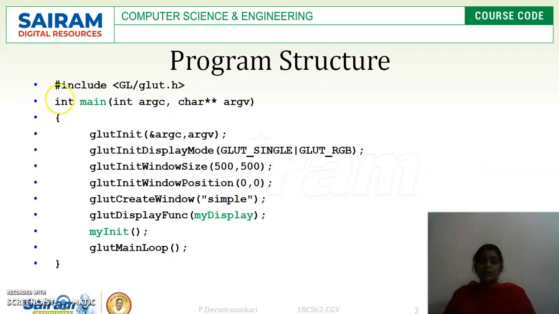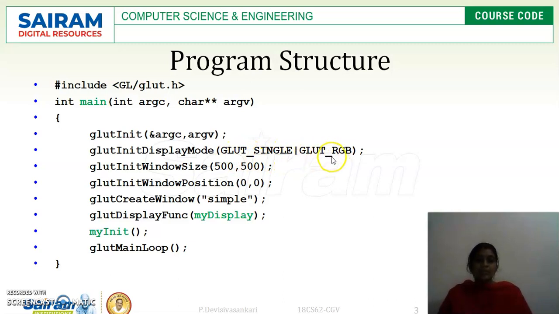In this structure, first of all we have to include the libraries, the GL as well as the GLUT library. Already you know about GLUT. What is GLUT? It is nothing but the GL Utility Toolkit. Afterwards we have to get the arguments, and initialize the GLUT library functions by passing the arguments. Then we have to set the display mode. What is the display mode? Whether you want to show a 2-dimensional or 3-dimensional object. We have to notify it here.